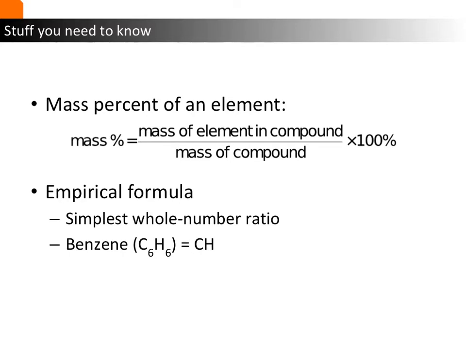Mass percent of an element is basically if you take the mass of the element and divide it by the mass of the compound that it's contained in and then multiply by 100 and you get the mass percent. Now you don't want to actually multiply by 100%, you want to multiply by 100. But the point is, you can figure out how much oxygen is in water, for example, in mass percent.